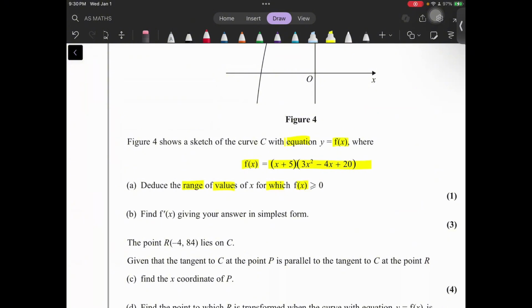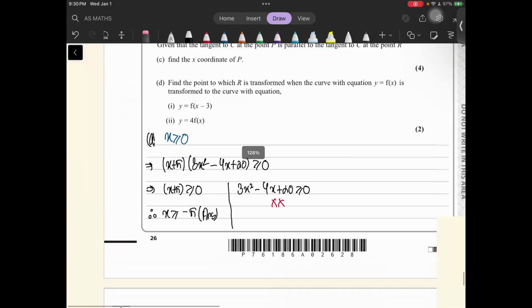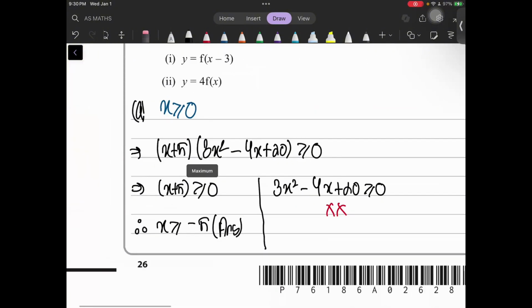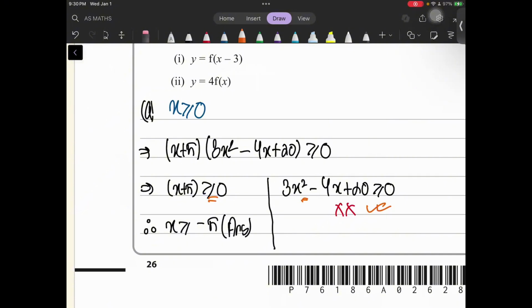So this entire thing should be greater than or equal to 0, and from there you find the values of x. So x plus 5 greater than or equal to 0, and this thing should be greater than or equal to this. And if you use a calculator to find the value of x, you do not get a value of x for this equation. So x greater than or equal to -5, this one should be the range.